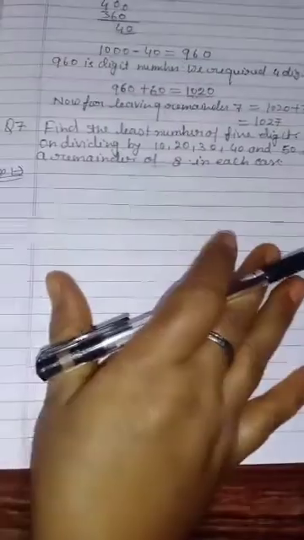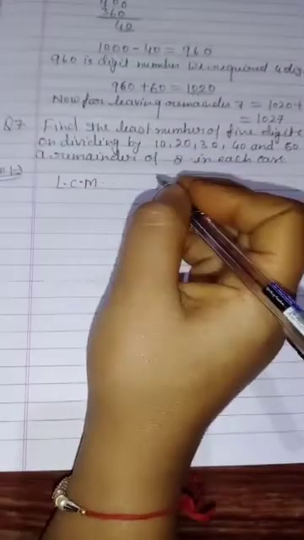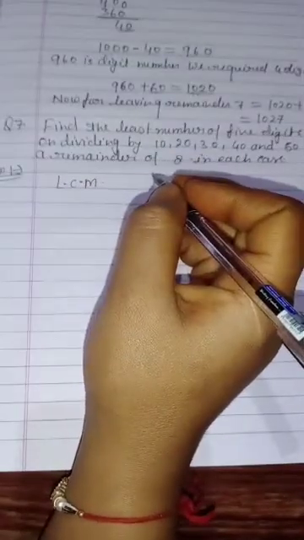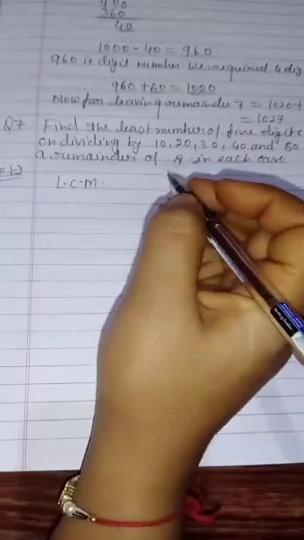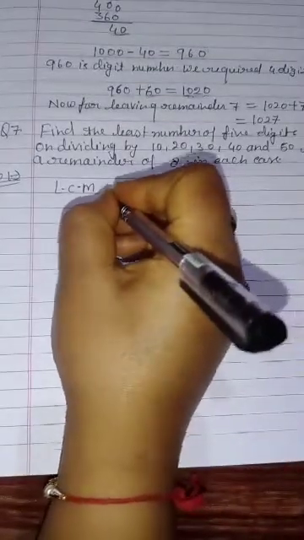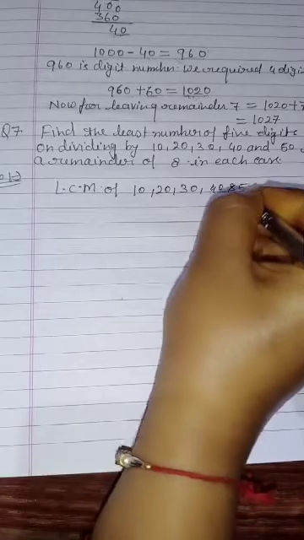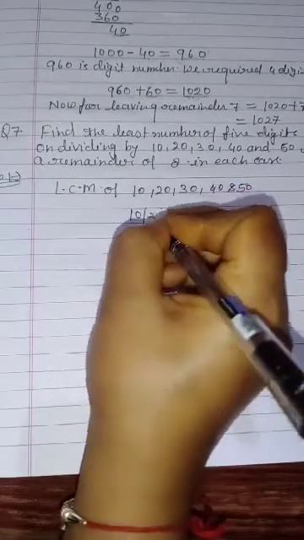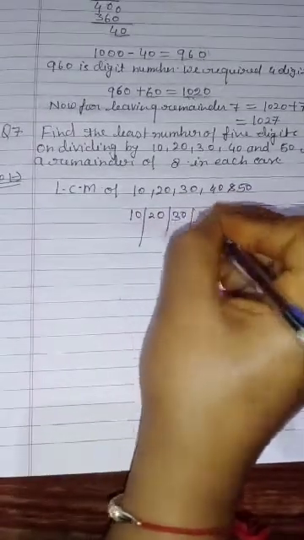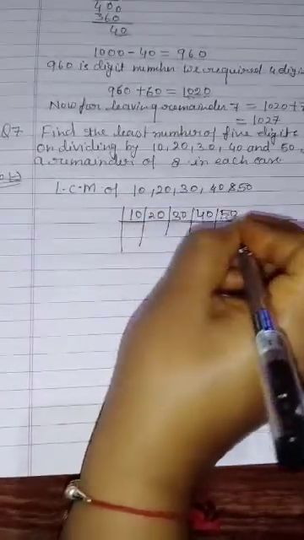What you will do is first of all take out the LCM. Watch carefully, because the next question is the same and I am leaving that question for you as your homework. So see the steps very seriously. LCM of 10, 20, 30, 40 and 50. Divide 10, 20, 30, 40 and 50 by 2.